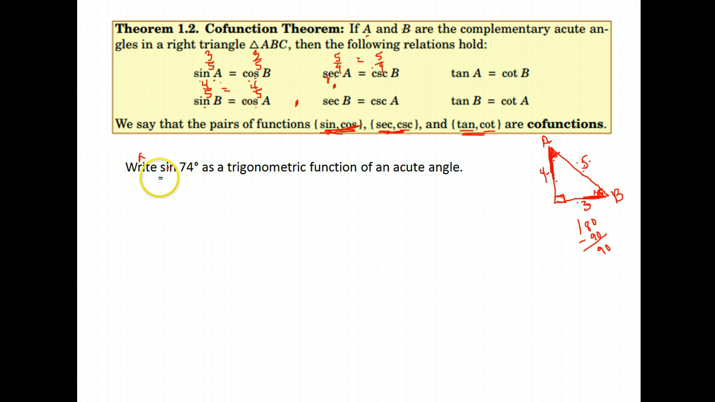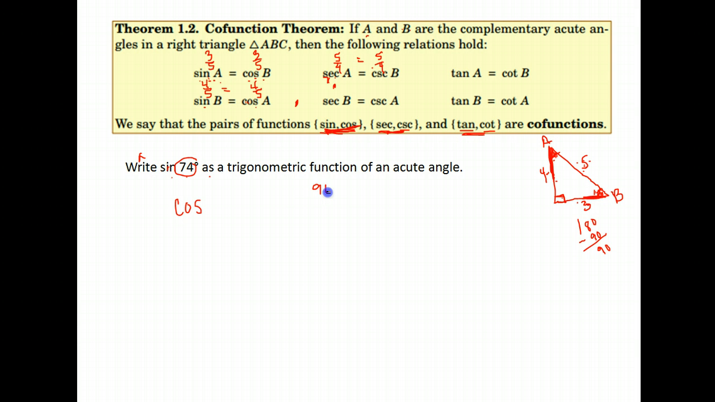So when they have a question that says, write the sine of 74 as a trigonometric function of an acute angle, what they want to know is, what would it be matched with? What is it equal to? What other trig function? Well, we know sine and cosine are cofunctions of one another. The sine of one angle is the cosine of the other. So we know it's going to be the cosine of something. We just need to know what that something is. What angle would it be? Well, remember, these are complementary.